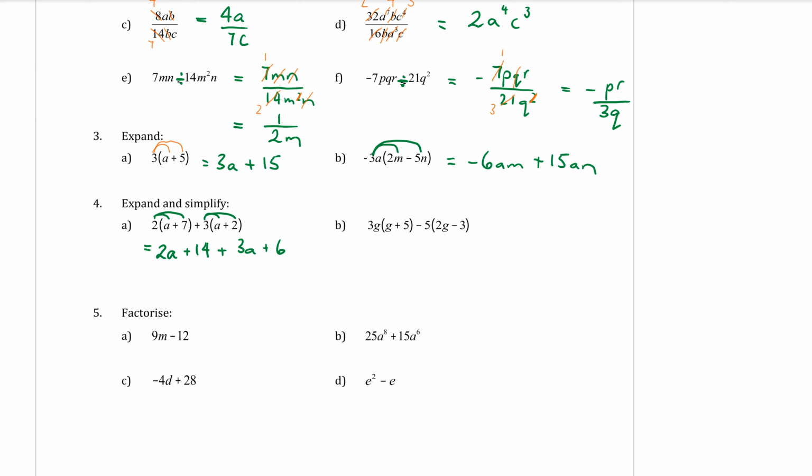Once everything is expanded, we're looking for like terms. So 2a plus 3a, they're like terms. That makes 5a. Girls?